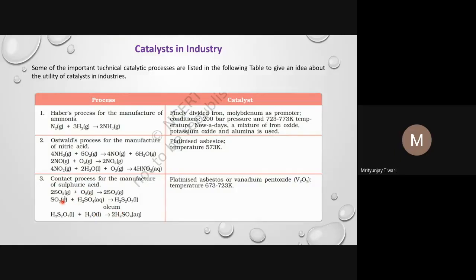In this contact process, sulfur dioxide gas reacts with oxygen to form sulfur trioxide gas. This is an example of heterogeneous catalysis. The industrial processes that you see are examples of heterogeneous catalysis. Heterogeneous catalysts are usually more efficient than homogeneous catalysts.